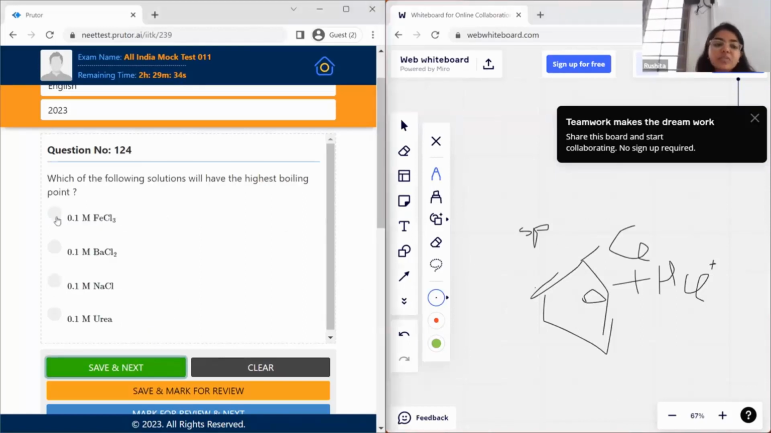This question is repeated. As we said, 4 ions are present in the solution, so the boiling point would be the highest. The more the number of ions, the higher the boiling point.